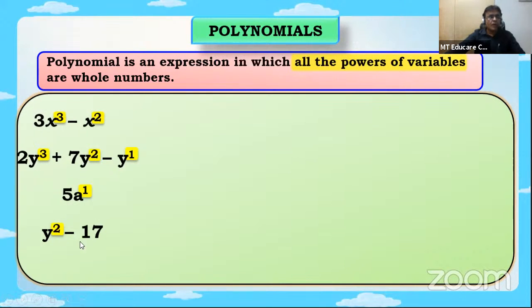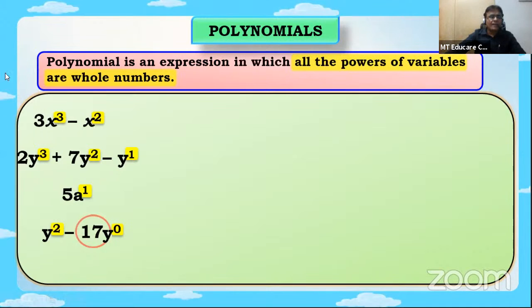The power is 2. Now look at 17, student. 17 is not having any variable. If it is not having any variable, if I need to write a variable, I will write it as 17 into y raised to 0. Law of indices, lower classes we have studied. Anything raised to 0 is 1.